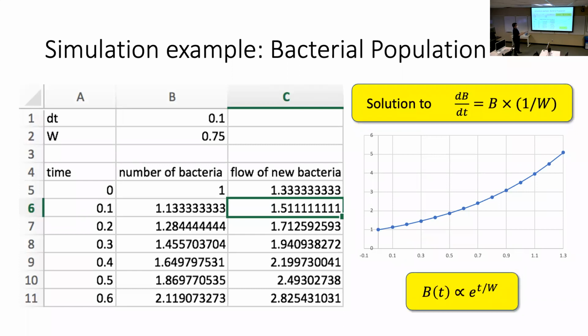And that right there, if I were to take this and use calculus methods, the solution to this is a function that is proportional to e to the t over w. If I plot e to the t over w, I get the curve that matches those points. So questions about that? How do we feel about that? Yeah.